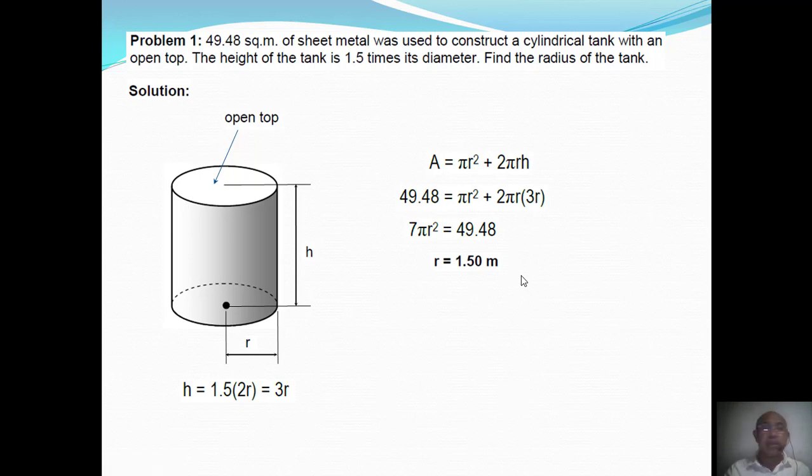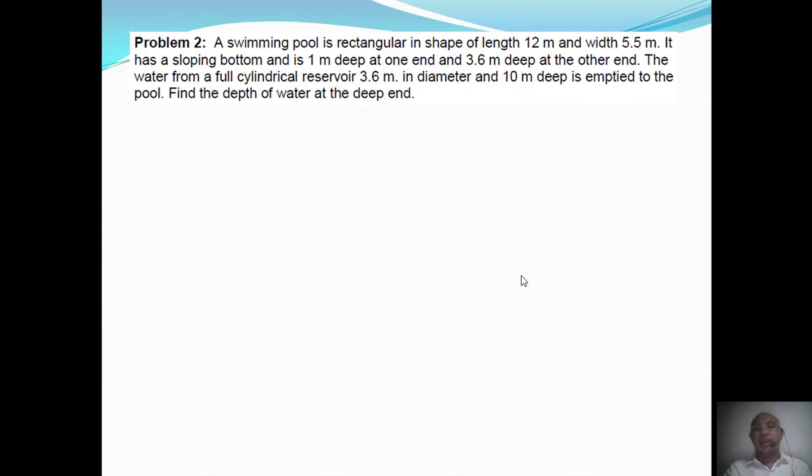Next problem we have here. A swimming pool is rectangular in shape of length 12 meters and width 5.5 meters. It has a sloping bottom and is 1 meter deep at one end and 3.6 meters deep at the other end. The water from a full cylindrical reservoir 3.6 meters in diameter and 10 meters deep is emptied to the pool. Find the depth of water at the deep end.